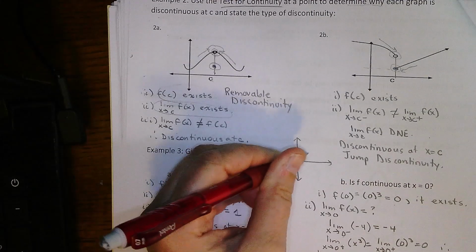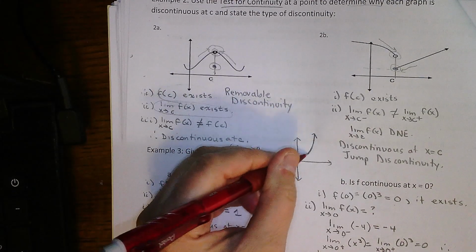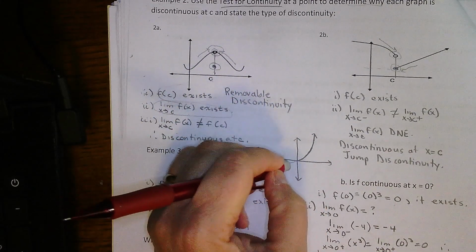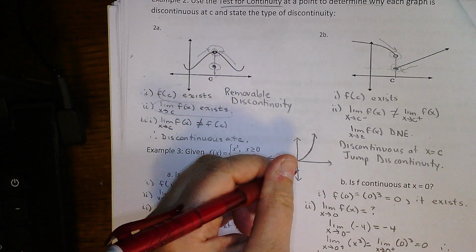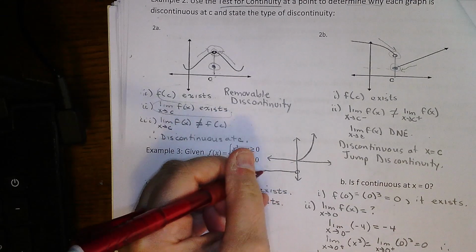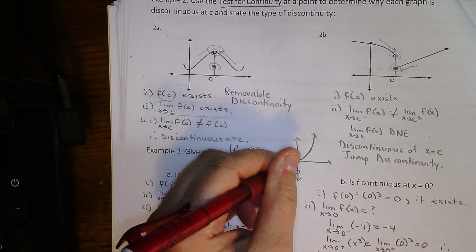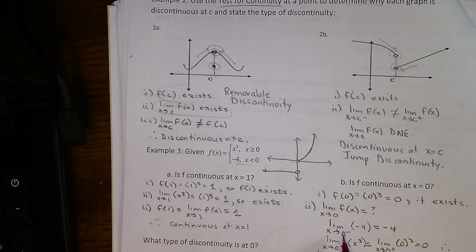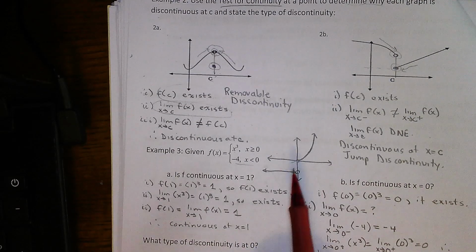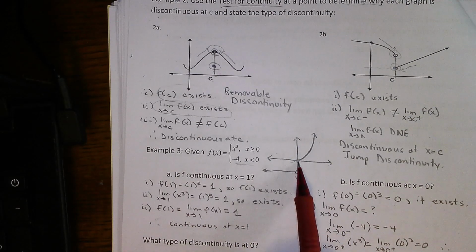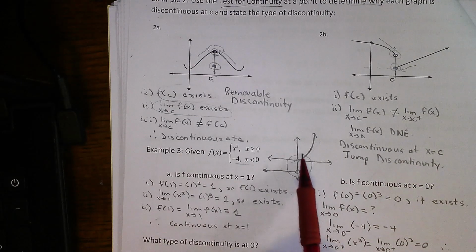This is what a cubic polynomial looks like. It looks like that when x is greater than or equal to 0, and then it looks like this when x is less than 0. You can see that the limit as x approaches 0 from the left is headed to -4, but the limit as x approaches 0 from the right is headed to 0. And you can see that that is a jump.